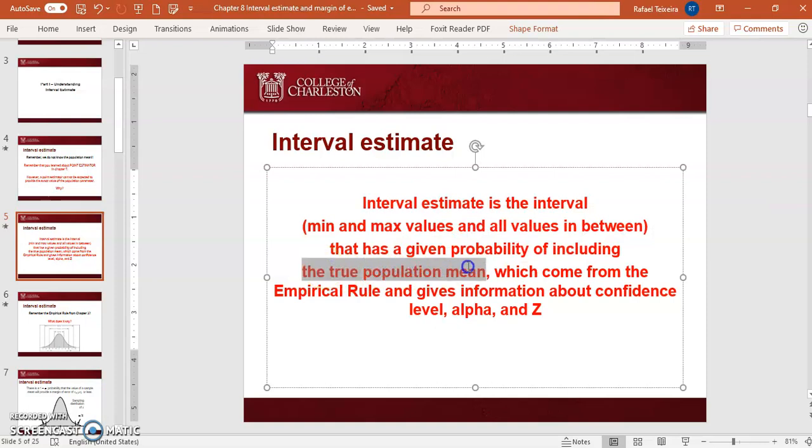The true population mean we don't know. We don't know the true customer satisfaction of all customers in a given store. We don't know, let's say, the number of people that are overweight in the population, or the exact height of all people in the population. But we can use a sample and build an interval to estimate with a given probability what this true population mean would be. To do that, we're going to use the empirical rule, and we're going to have a confidence level and an alpha level, and we're going to use our z-scores.